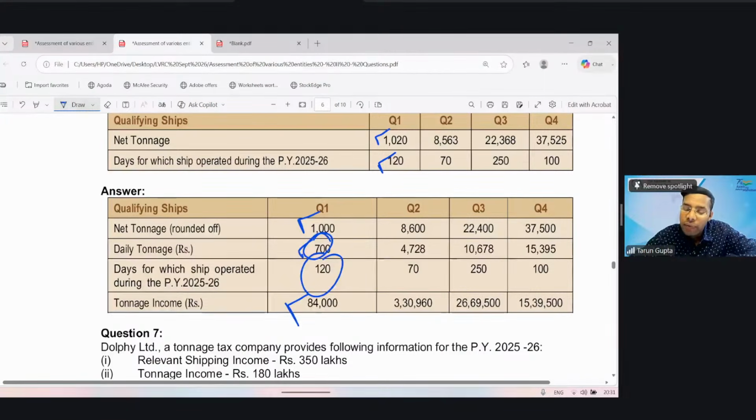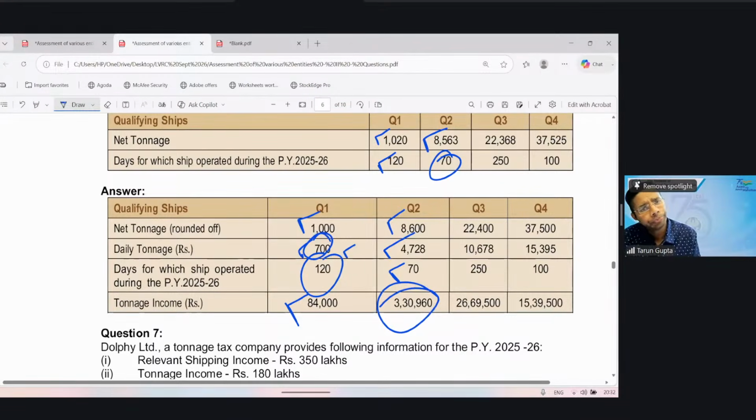If the tonnage of the ship is 8563, I round it off to 8600. For the first 1000, the income shall be 70 per 100, meaning 700, and for the remaining 7600 ton the income shall be 53 per 100. So 7600 into 53 divided by 100 is 4028, plus 700, 4728 daily income. It operated for 70 days. Multiply by 70, the income is computed. Clear? Try part 3.